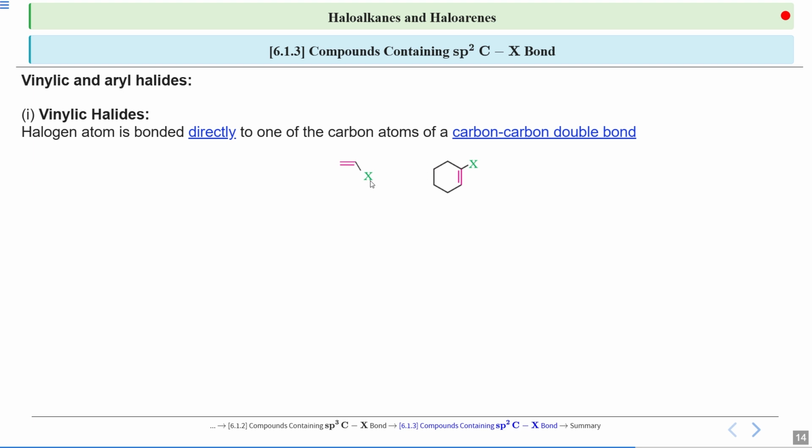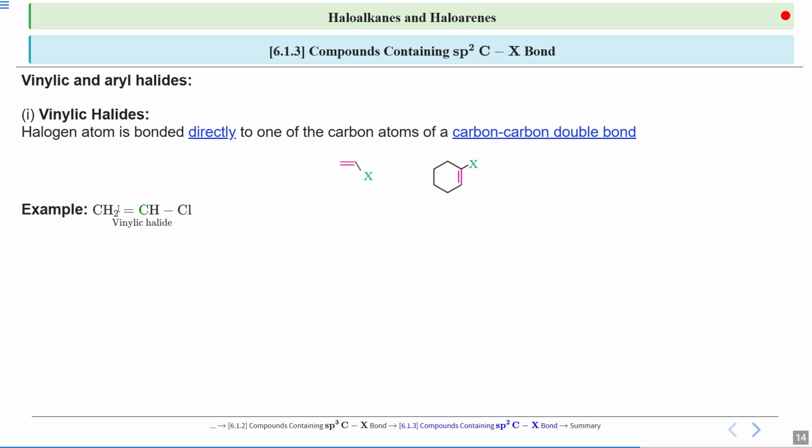You can see the diagram. This is representing vinylic halides, where the halogen is directly bonding with one of the carbons of the carbon-carbon double bond. Similarly, in this case, the halogen is bonding with this carbon, which is one of the carbons from the carbon-carbon double bond, right? So this is a vinylic halide. The halogen is bonded to an sp2 hybridized carbon.